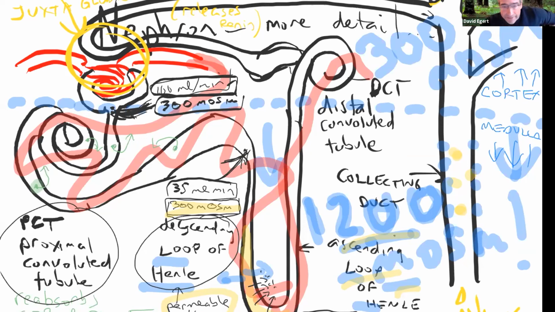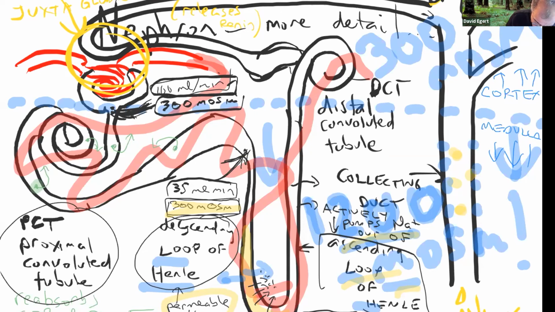The ascending limb of the loop of Henle is going to have very different properties. It's actually going to be pumping sodium out of the tubule. So the ascending limb of the loop of Henle actively pumps sodium out of the tubule, so it brings it back into the body. But it's impermeable to water. This is getting messy.